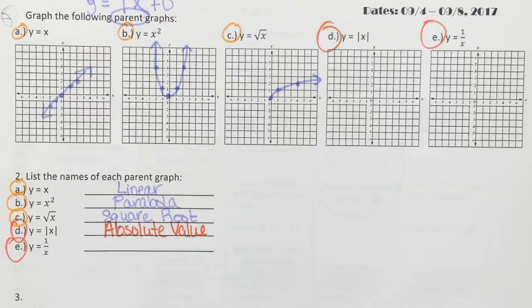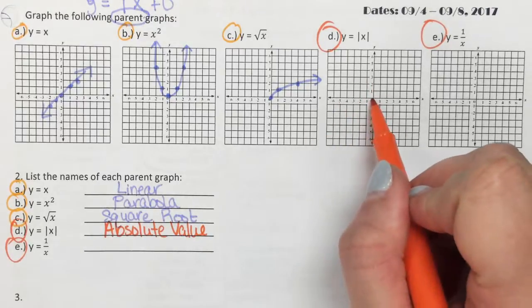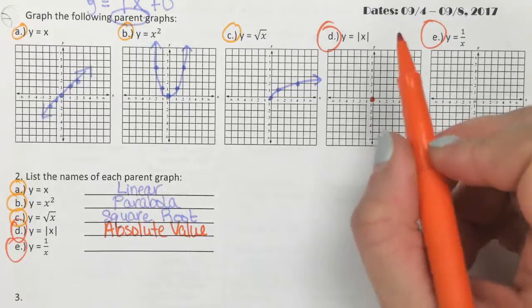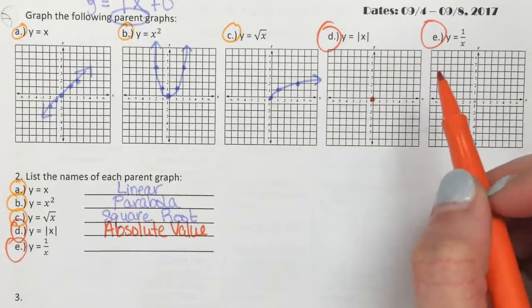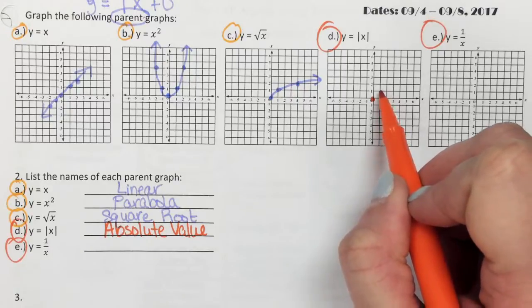All right. So where did the parent graph start? What number? 0, right? Start at 0. Okay. All right, and then what's the number after 0? 1. So I'll go write 1. What's the absolute value of 1? There you go.